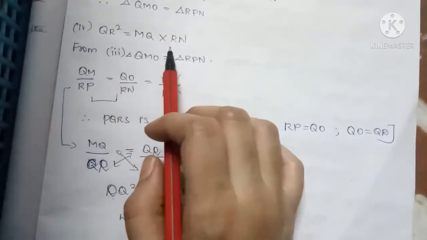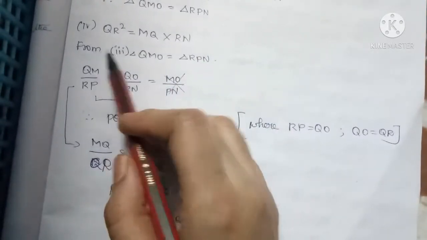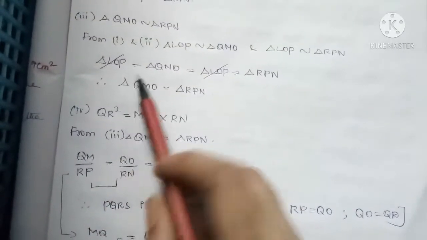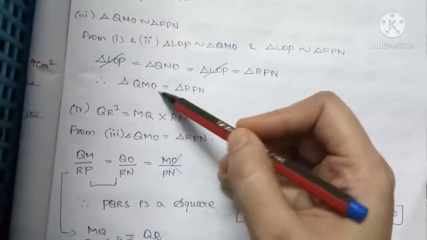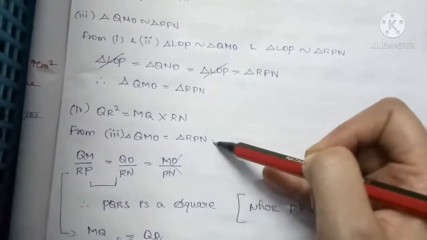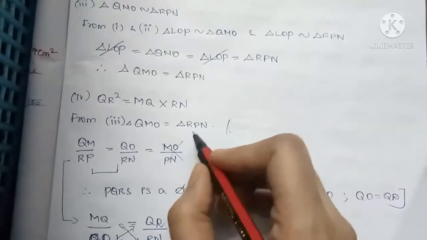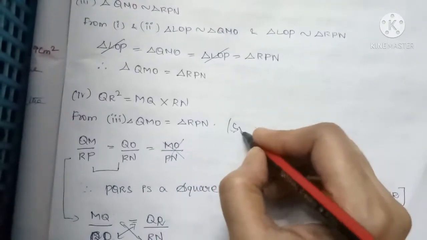QR square is equal to MQ into RN. From question 3, subdivision 3, triangle QMO is similar to triangle RPN. We can take it as AA similarity, where the common angle gives the similarity.